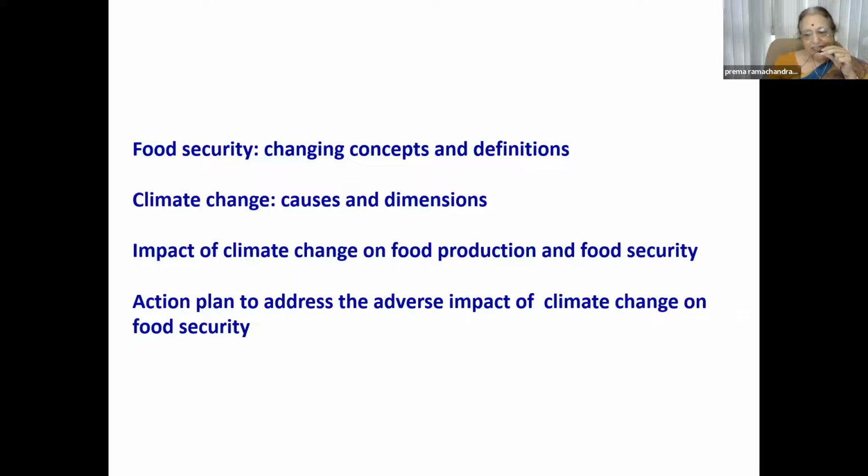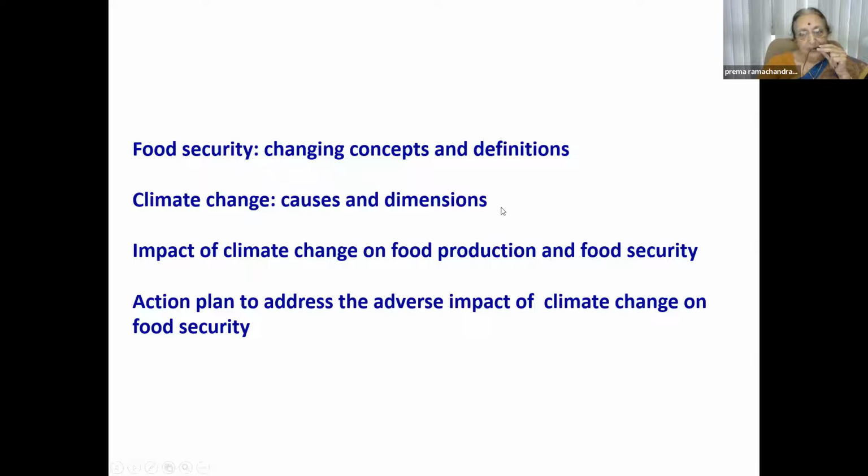Food security, the problem is that there have been changing concepts and definitions, and depending on when we were in our educational curriculum, we have our own definitions of food security. The fact that the world has moved several steps ahead is something that many people do not take into account.